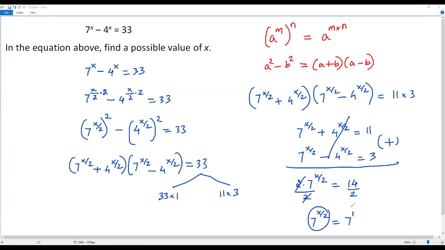Here two terms are equal with the same base. The base on the left side is 7, and the base on the right side is also 7. So whenever two terms are equal with the same base, we can equate the exponents. When I equate the exponents, I am getting x over 2 equals 1. Now to solve for x, we have to get rid of the denominator 2. For that, we multiply both sides of this equation by 2. When I do so, this 2 will cancel out. Then I'm getting x on the left side. On the right side, 1 times 2 is 2. Okay, in the given equation, I got a possible value for x, that is x equals 2.